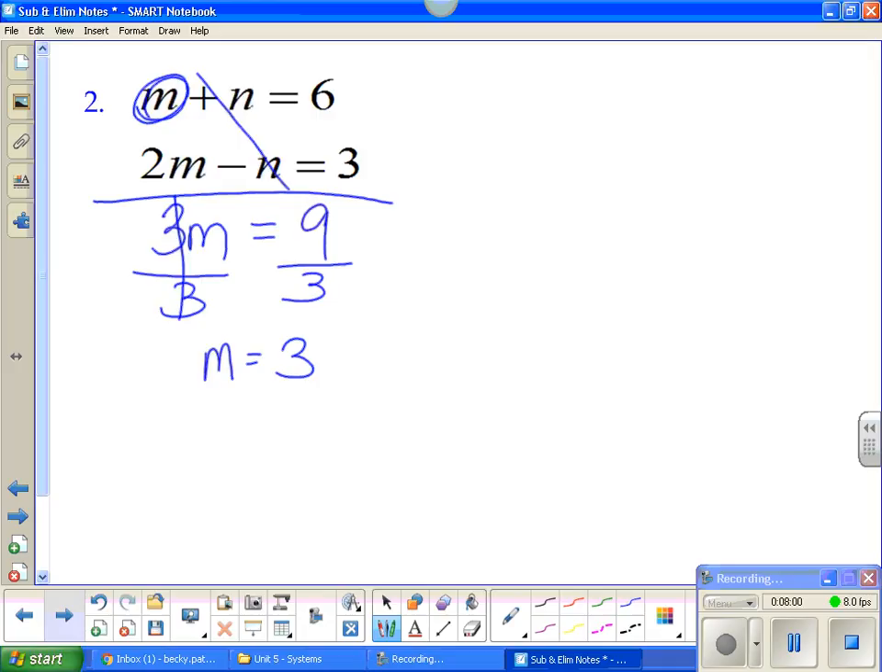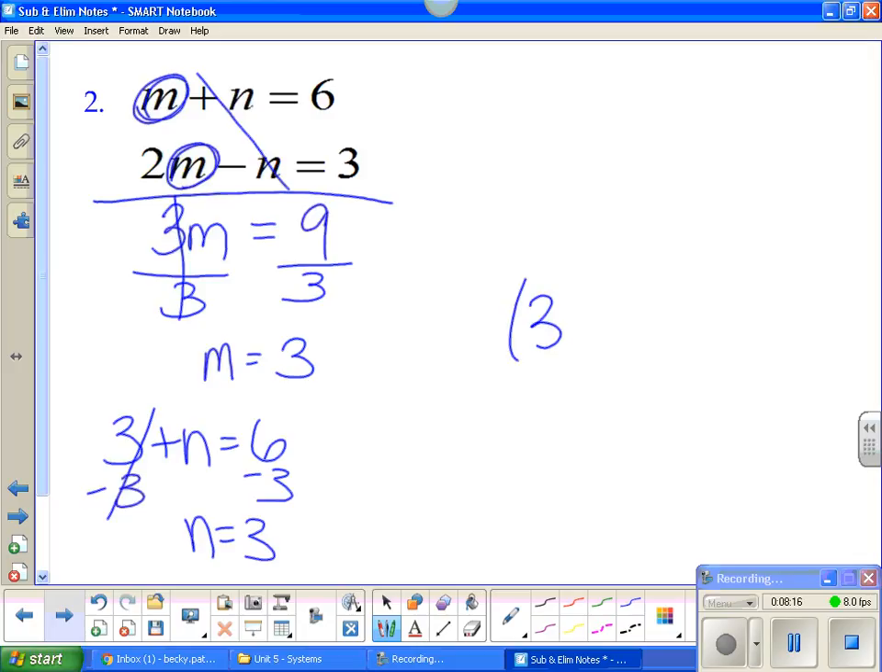So I can either plug him there or there. I'm going to go into the top because I think it looks easier. So 3 plus n equals 6. Subtract your 3. N equals 3. And then a lot of people get confused here because I know they're both 3. So your point's going to be 3, 3 either way. The question is which one comes first if it's not an x and a y. And the answer is it's always alphabetical. So M and then N.